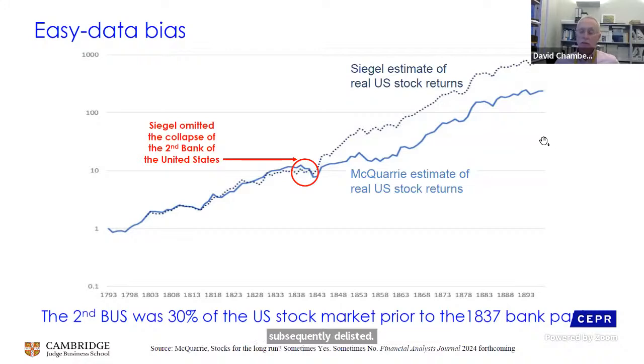At its peak, the Second Bank of the United States represented 30% of the stock market in 1836, just prior to the 1837 bank panic. And you can see from the blue line there, which is Ed Macquarie's series, how much of a dent that made in cumulative returns. And in large part, though it's not the sole reason, that explains why we end up at the end of the 19th century on Ed Macquarie's number with a much lower cumulative return, and therefore by implication a lower annualized total return.